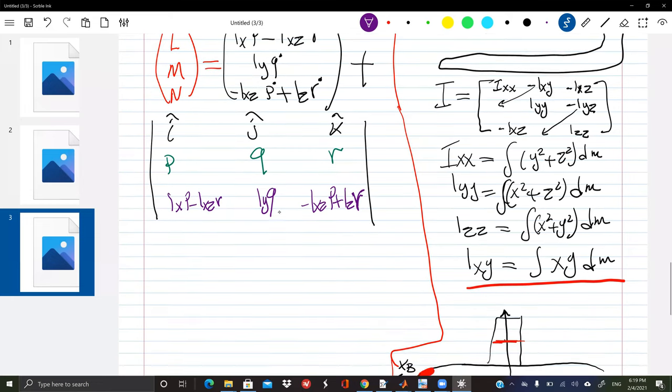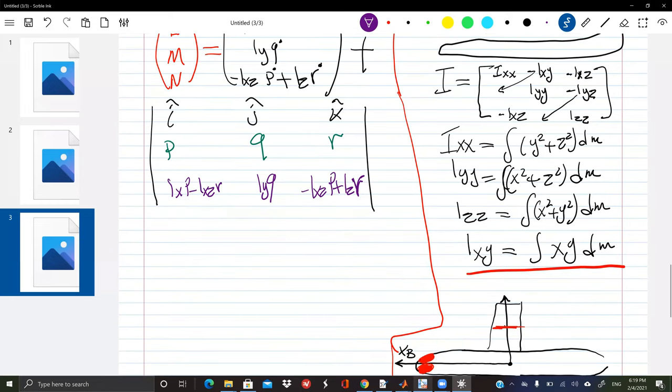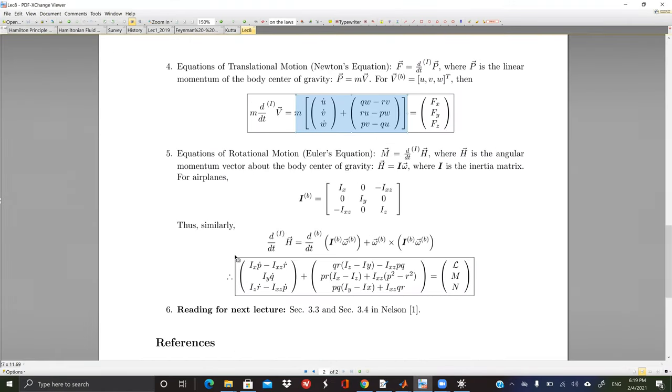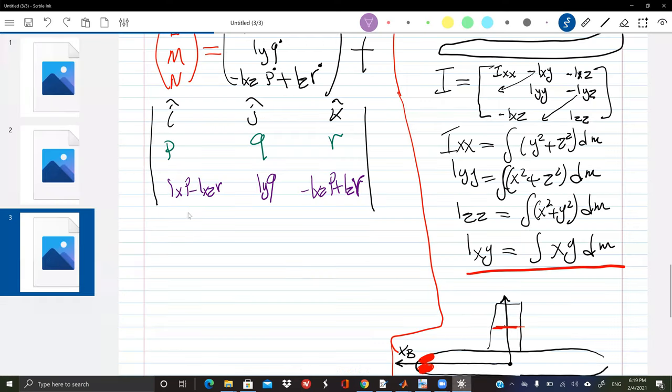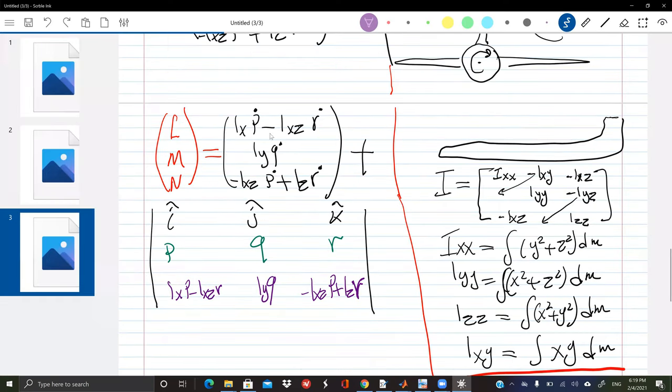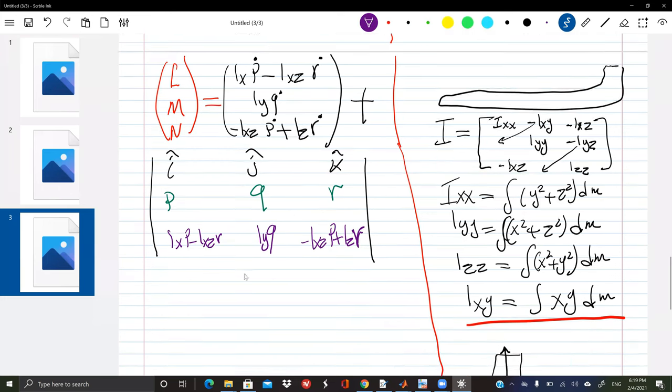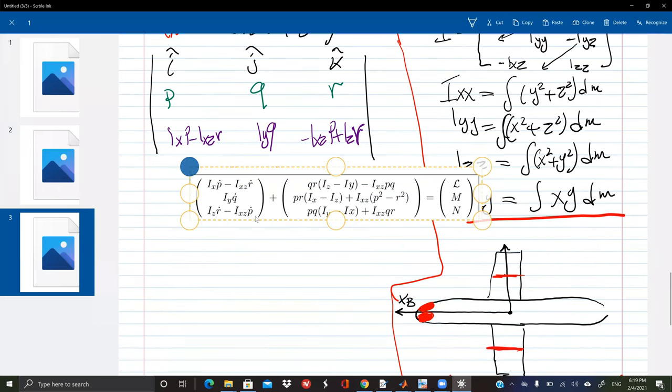It's just a matter of maybe a couple more minutes to arrive at the equations of motion here. LMN on one hand, P dot, Q dot, R dot on the other hand, and the cross terms that are coming from here. Here are the equations of motion.